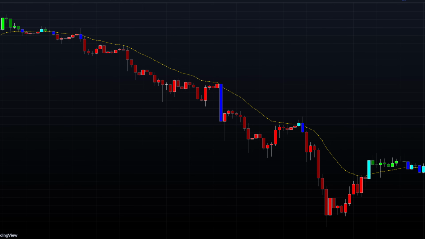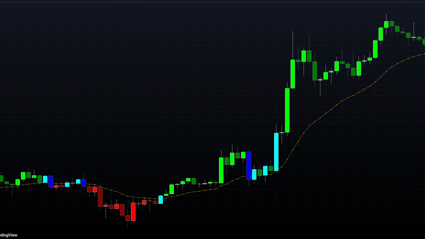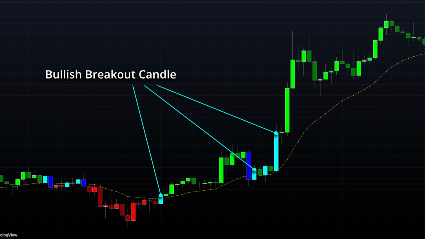Now this blue candle identifies the price breakdown below the set period EMA, and this color identifies a break above the set period EMA. And we're going to use these two breakout candles to our advantage.